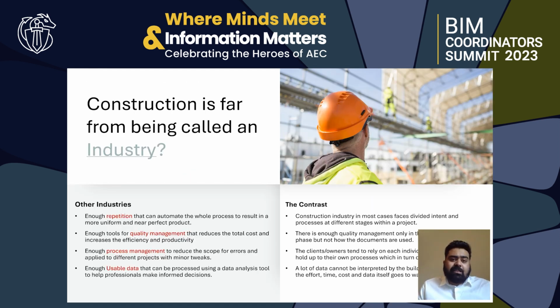And this brings us to the question: is construction really an industry? In other industries, for example the automobile industry or the electronics industry, there is enough repetition in the whole process that helps companies or organizations to automate the whole process so that they can achieve a uniform product every time. There is enough quality management during the process that helps to reduce the total cost and increase efficiency and productivity. There is enough process management that reduces any scope of error, and that might reduce the total cost that you have to spend on quality control. And there is enough usable data which in today's world can be analyzed through AI or any other tool to help the professionals make an informed decision.